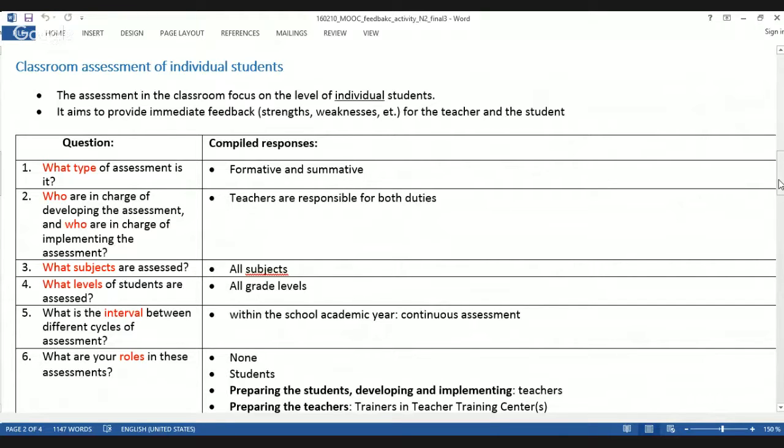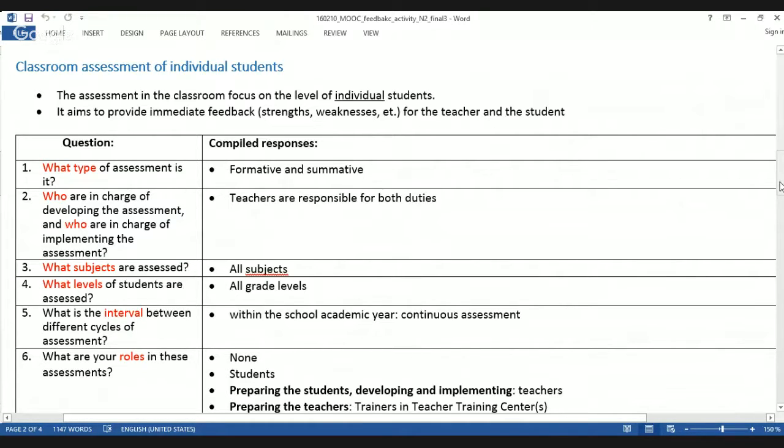So what I try to do is to analyze your responses and to identify the main aspects of the 3 types of assessment. So let's first start with the classroom assessment. The classroom assessment focuses on individual students. It aims to provide immediate feedback about strengths and weaknesses for the teacher and also for the students.